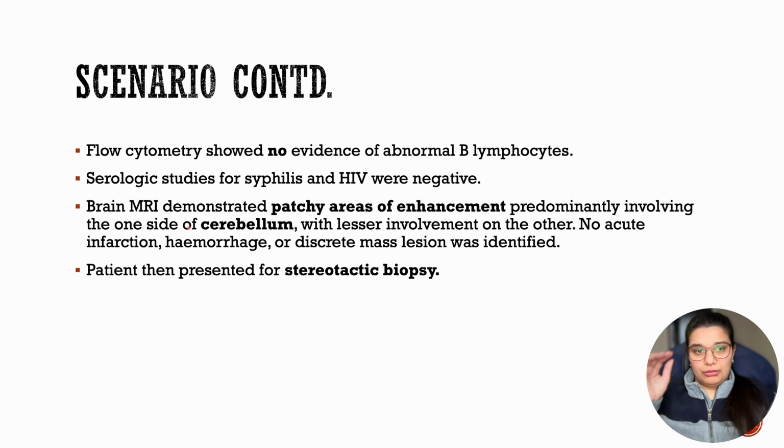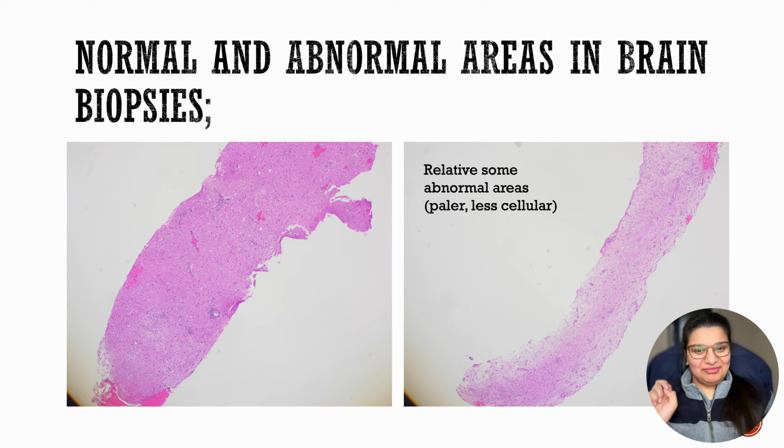Then we did a brain MRI. The MRI demonstrated patchy areas of enhancement, predominantly involving one side of the cerebellum, while the other side was not involved that much. No acute infarction, hemorrhage, or discrete mass lesion was identified. The patient then progressed to a stereotactic biopsy. Now the interesting part starts.